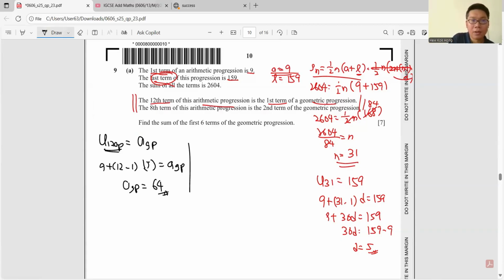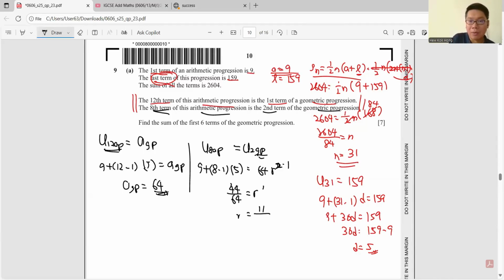64. Then the second sentence says 8 terms of AP is the second term of GP. Again, I use the formula A plus n minus 1 D equals to, here I use the GP info. The GP A is 64, R I don't know, but n is 1. So R is 11 over 16.